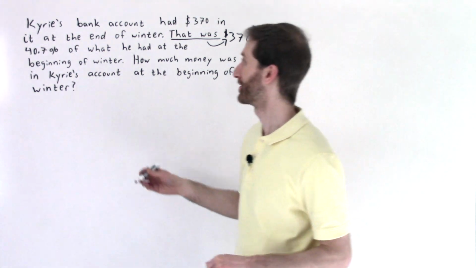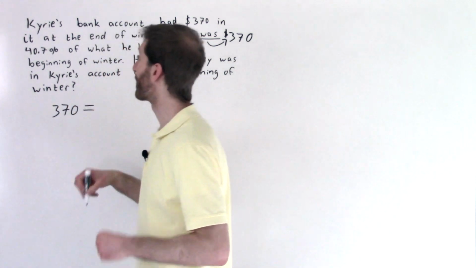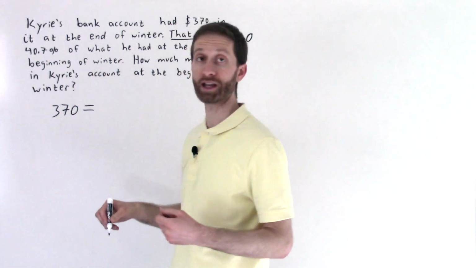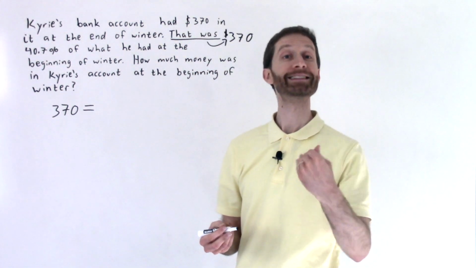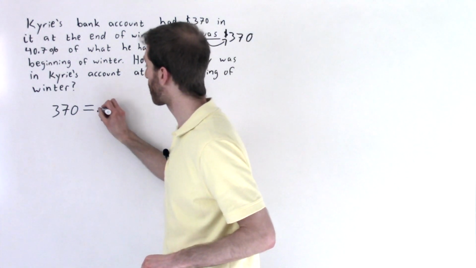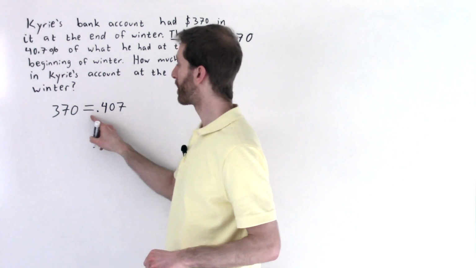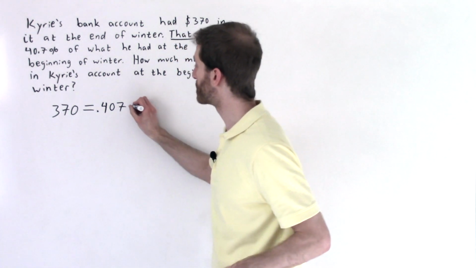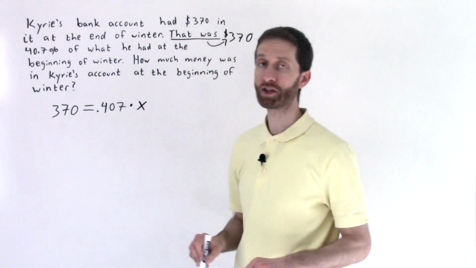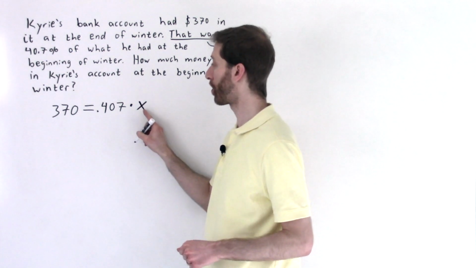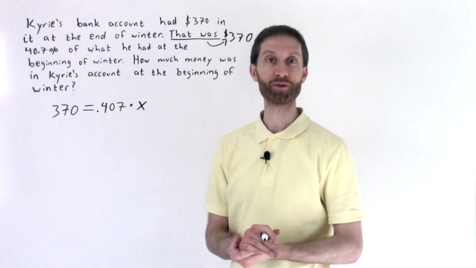And that's our equation. So $370 was or is 40.7% of something. As a percentage in an equation, we write that as a decimal. So that's going to be 0.407. So 370 is 40.7% of, means multiplication, some number that we don't know. It turns out that we're actually taking a percentage of the original whole to get the part out. But we didn't need to know that in order to just translate what we need.